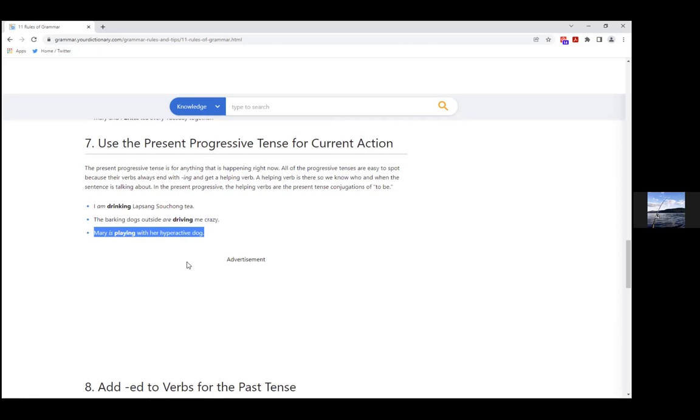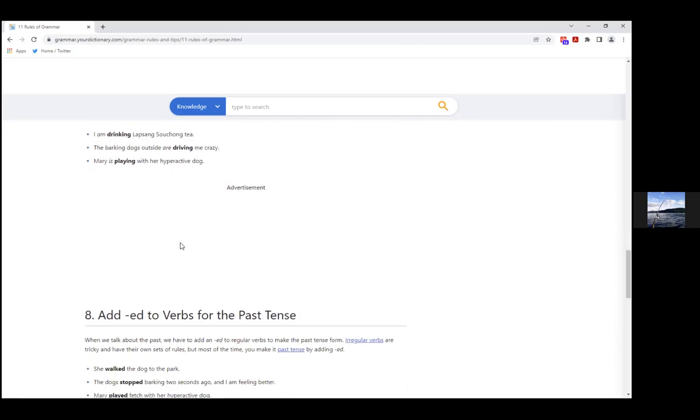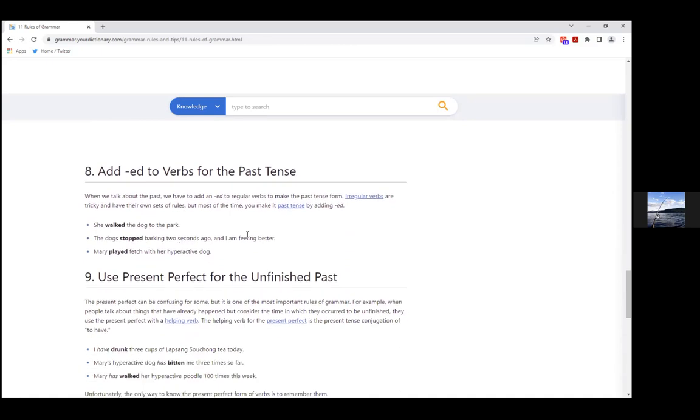Mary is playing with her hyperactive dog, so she's playing with it right now. Would you like to try? Sure. Mary is playing with her hyperactive dog. Excellent. Yes. And that's exactly how that sentence would be put together and the correct flow.